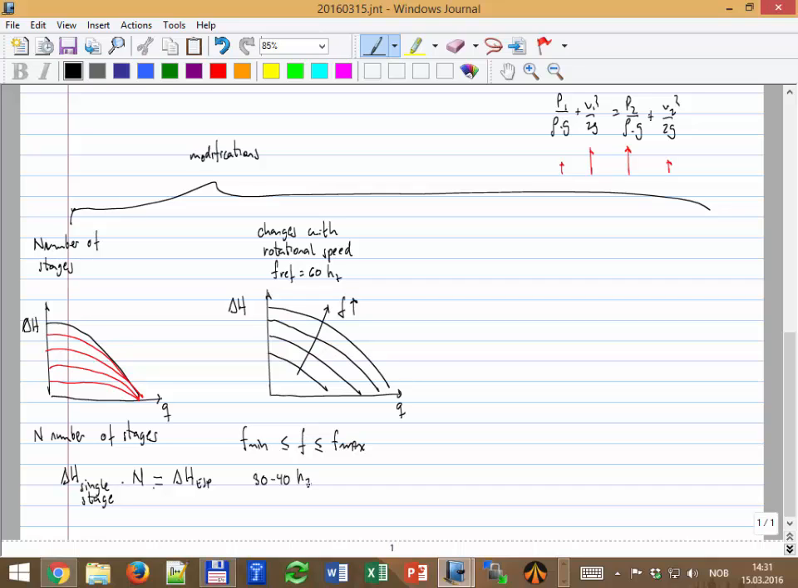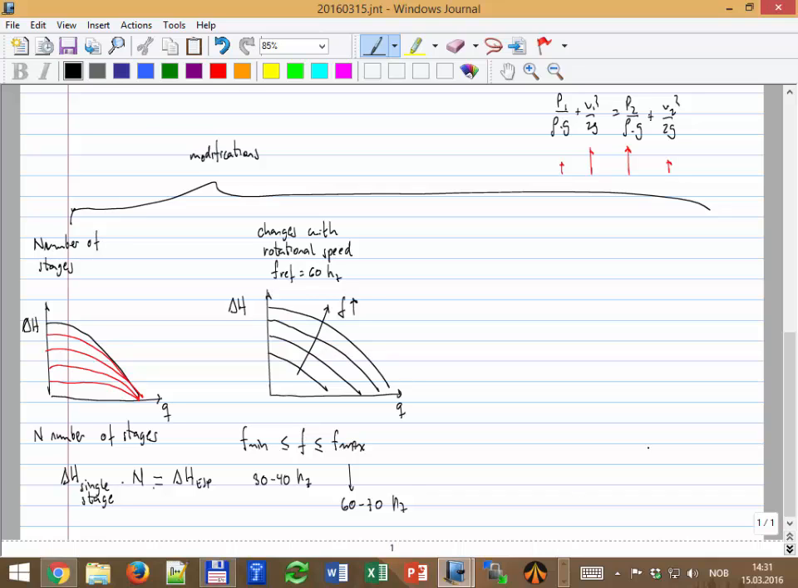And why is it measured in hertz? Remember, we have an apparatus called VSD, variable frequency converter, variable speed drive, okay? And that one is operating on the frequency of the electrical current. So that's why we use hertz. And the maximum is typically between 60 and 70 hertz. Okay, not more than that.